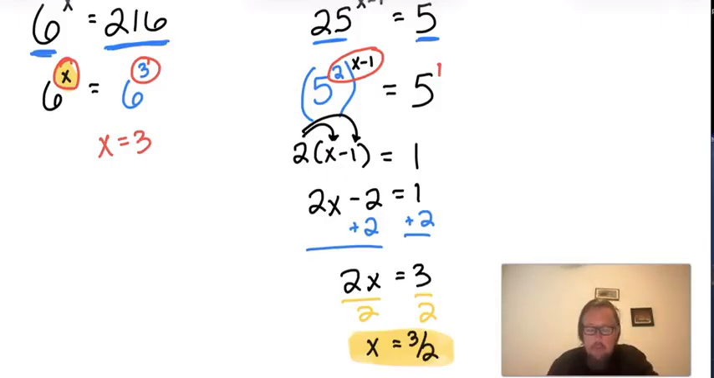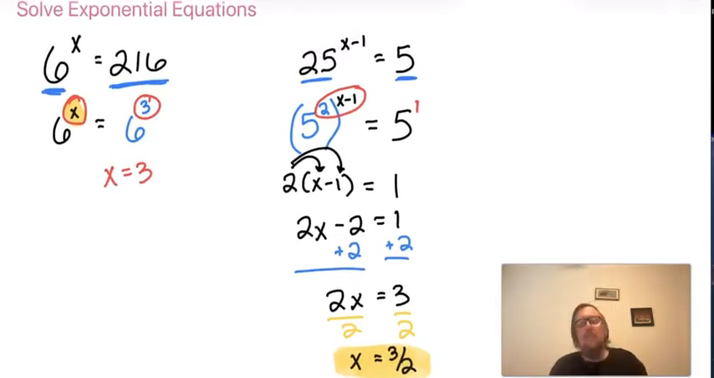So in both of these problems, we solved them using the same technique. We made the bases the same, and then once the bases were the same, we set the exponents equal to each other, and then solved for the missing variable. And that's all there is to it.